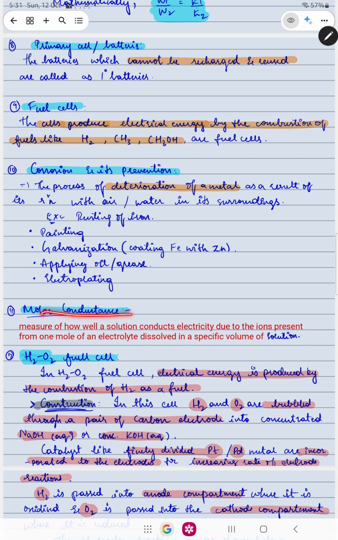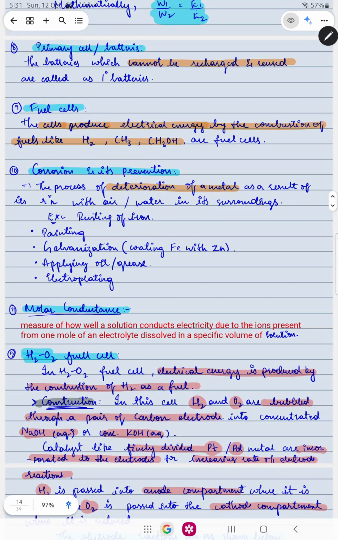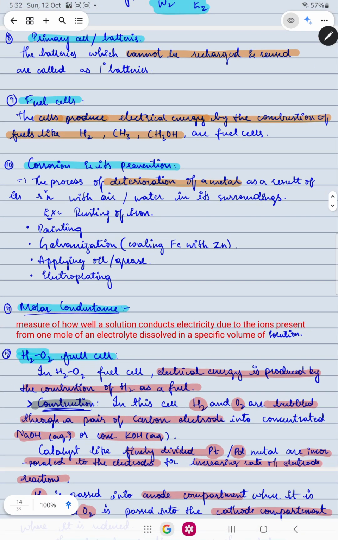What is molar conductance? It is the measure of how well a solution conducts electricity due to the ions present from 1 mole of an electrolyte dissolved in a specific volume of solution. This is also important, you guys, being asked in so many years, so why not go through it?